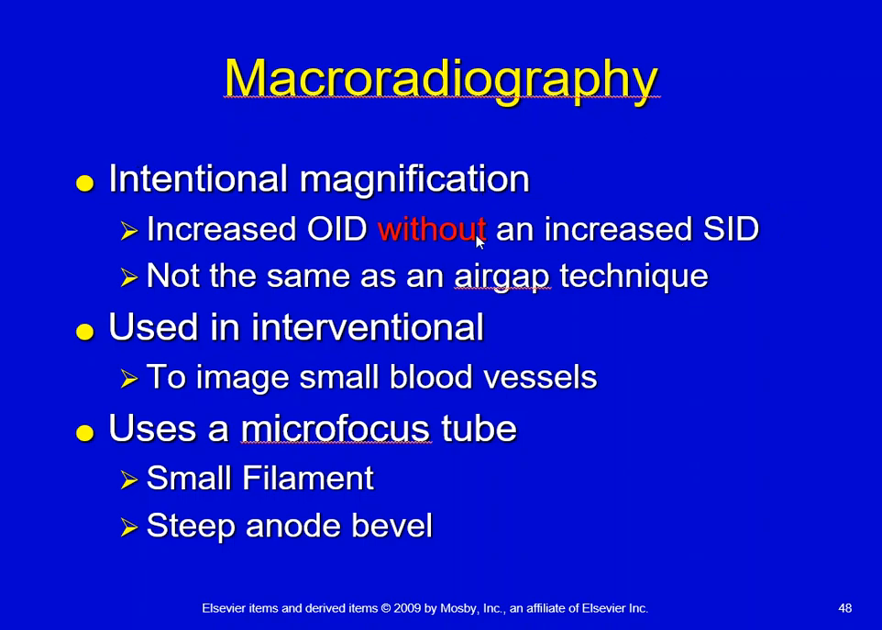Macroradiography is intentional magnification, an increase in OID without the increase in SID so that we can see those things. We overcome the loss of sharpness or recorded detail by using a very small filament with a steep anode bevel, which gives us what we call a micro focus tube. So the heat load on these things is going to be pretty massive, and how we overcome that is with larger anodes, in a lot of cases that rotate very, very fast. So in interventional, the speed of your rotating anode may be as much as 10,000 RPM as opposed to 3,500 RPM in diagnostic.